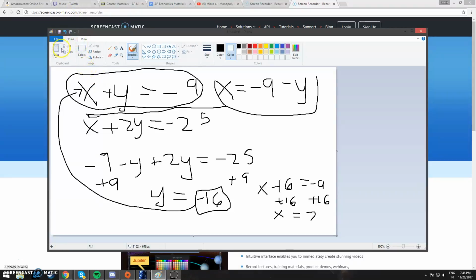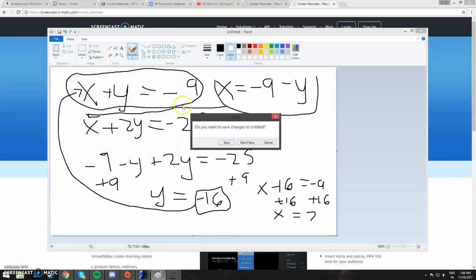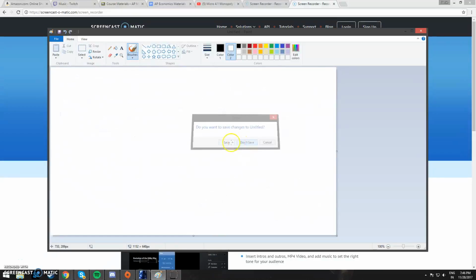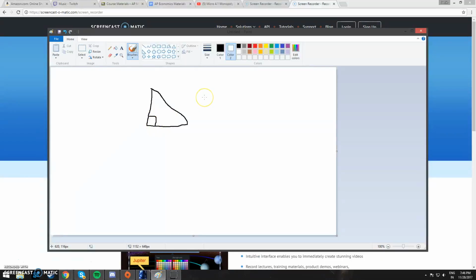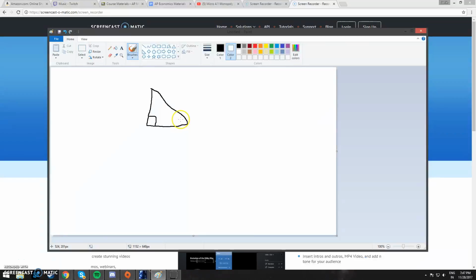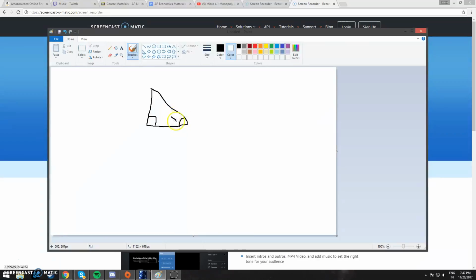Okay, now for the second problem. It says I have a right triangle. So I draw a little right triangle where, let's just say, that is x degrees.